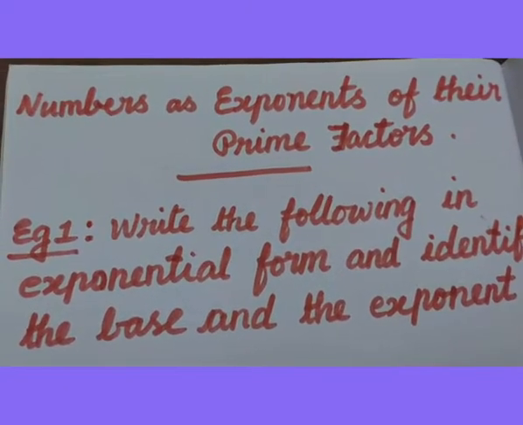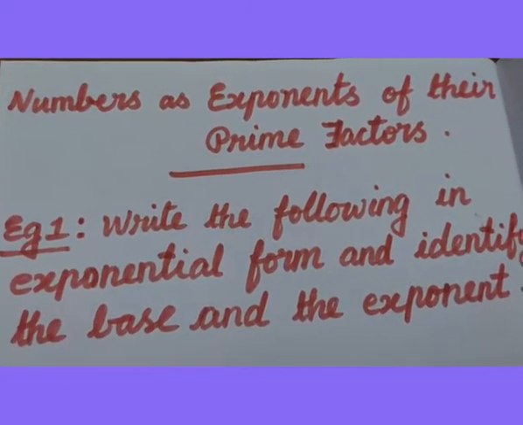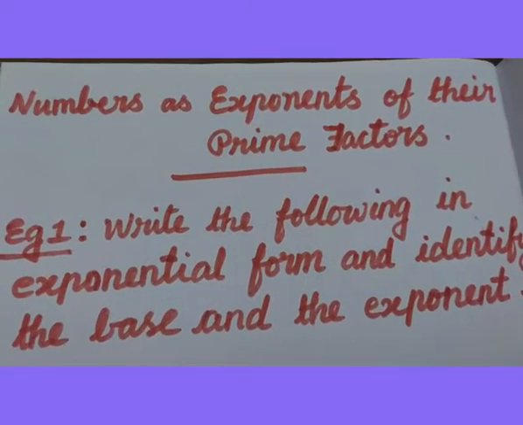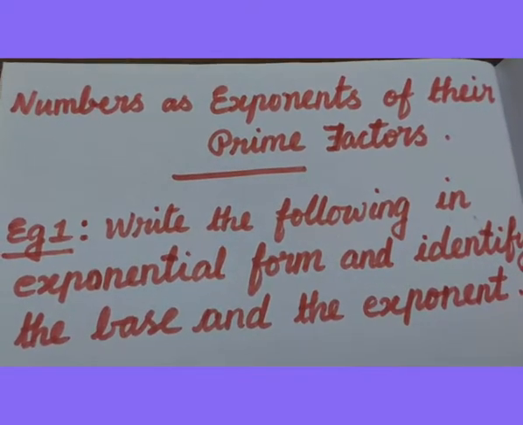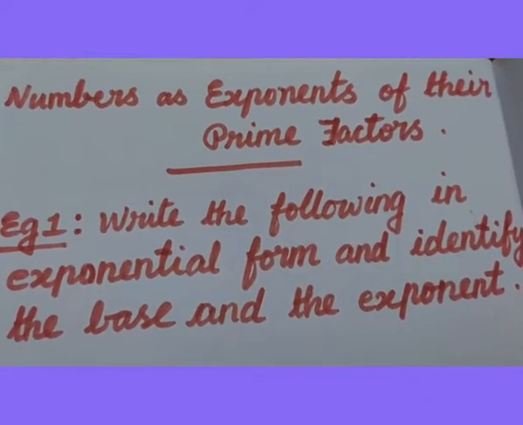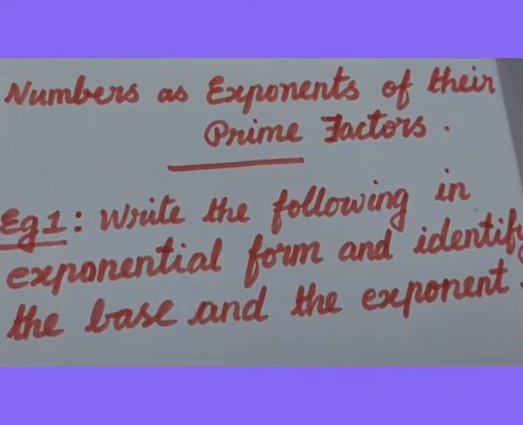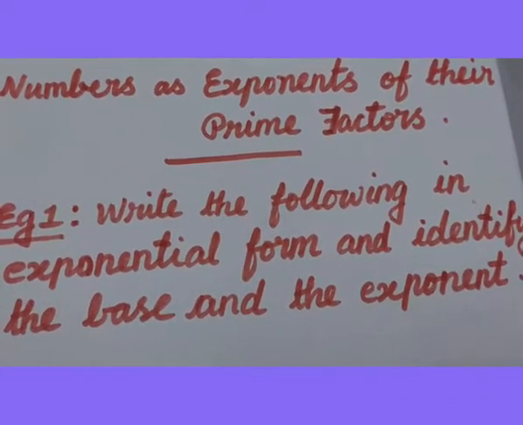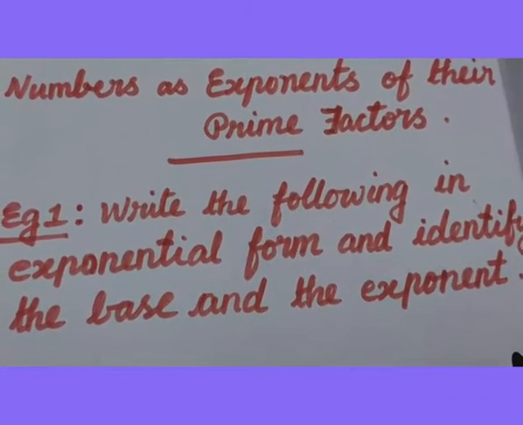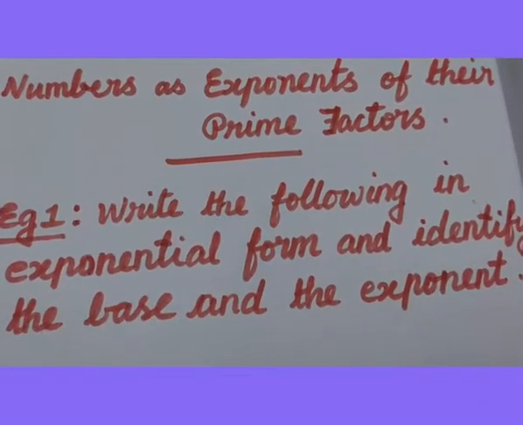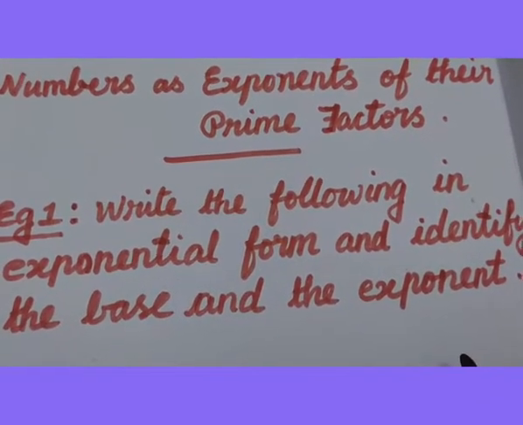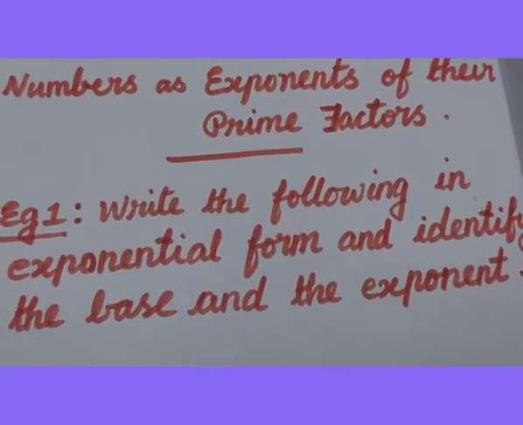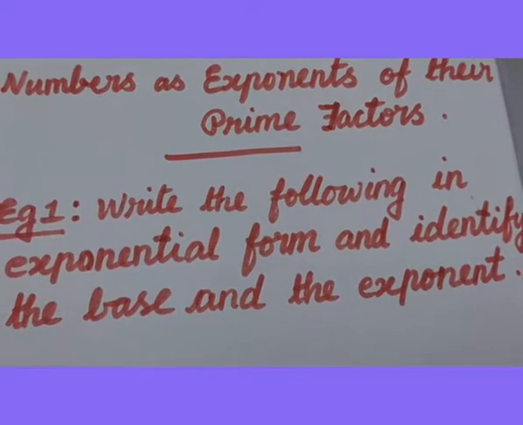Children, if the prime factors occur more than once, then those prime factors can be represented in exponential form. Our first question is: write the following in exponential form and identify the base and the exponent. First, we have to write in exponential form using prime factors. Later, identify the base and the exponent of that number.